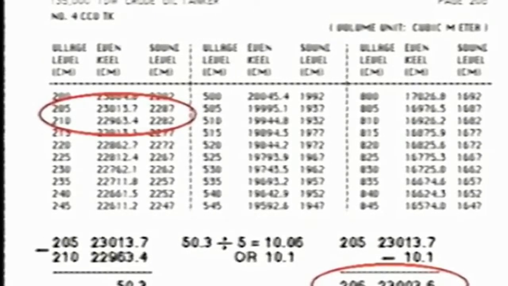Our company standard is to calculate ullage to the nearest half centimetre. Every half centimetre is 5 cubic metres. As 206 centimetres ullage is less volume than 205 centimetres, deduct the difference of 1 centimetre, 10.1 cubic metres, and you get 23,003.6 cubic metres.